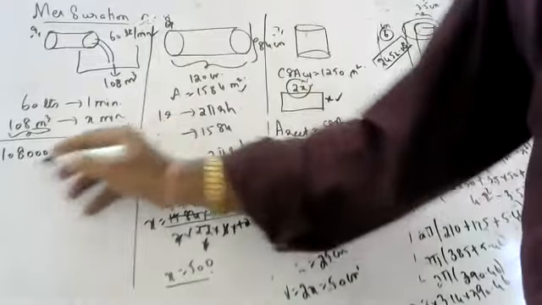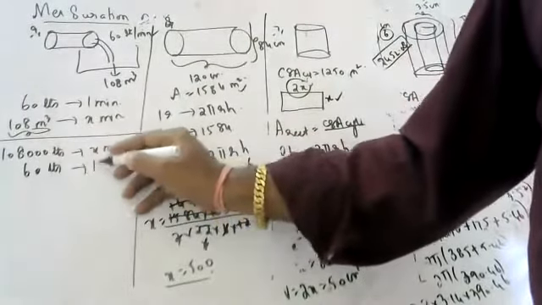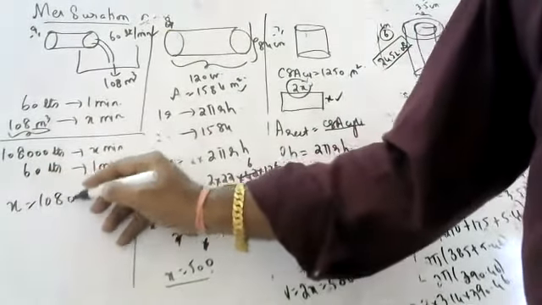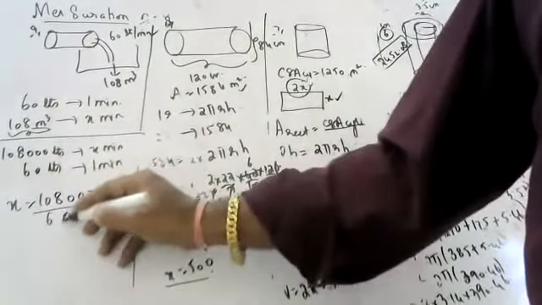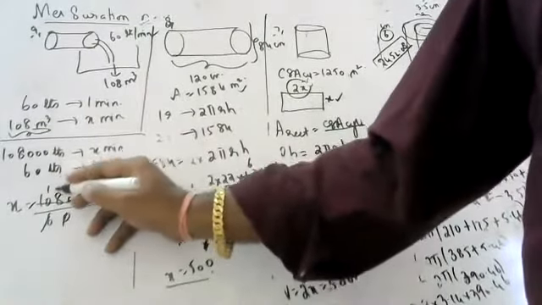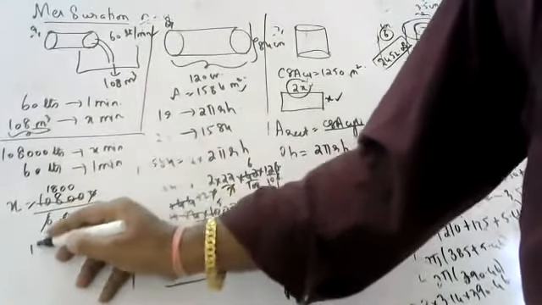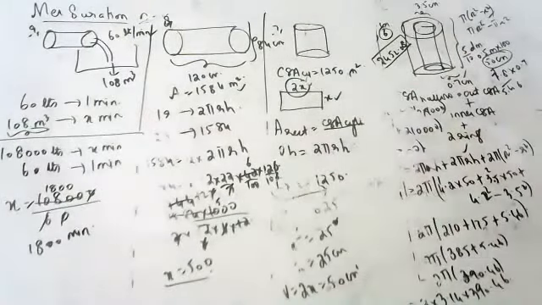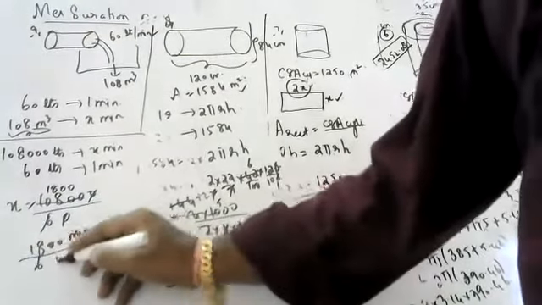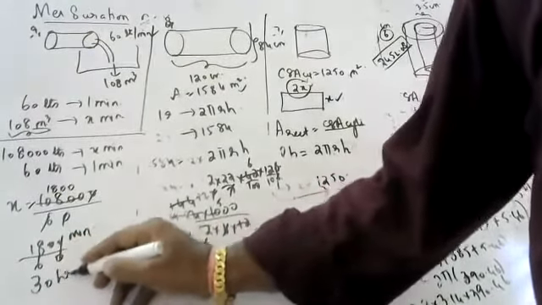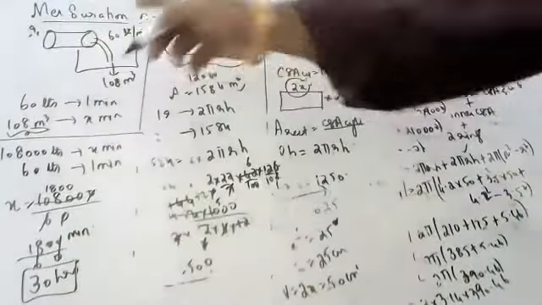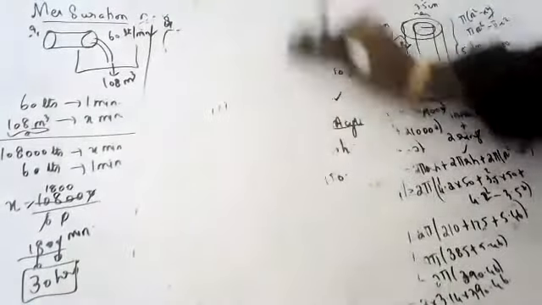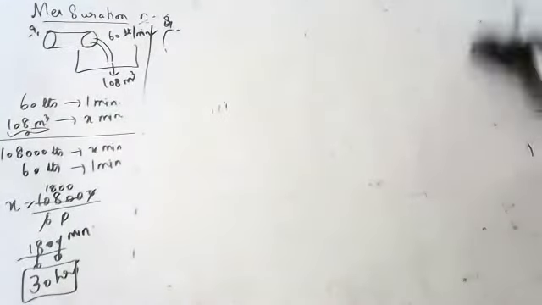108,000 liters will take how many minutes? If 60 liters are taking 1 minute, simple cross multiplication. 108,000 into 1 by 60, cancel, and 1 by 6, 1800 minutes. How to convert minutes to hours? By 60. Tell me how to do. 0 cancel, 30 hours. 30 hours it will take to fill the reservoir.